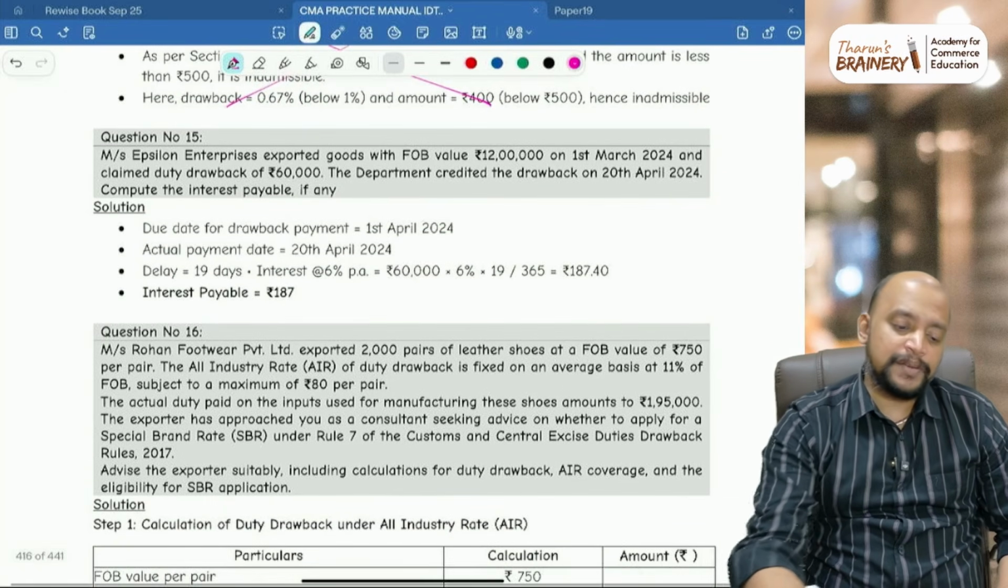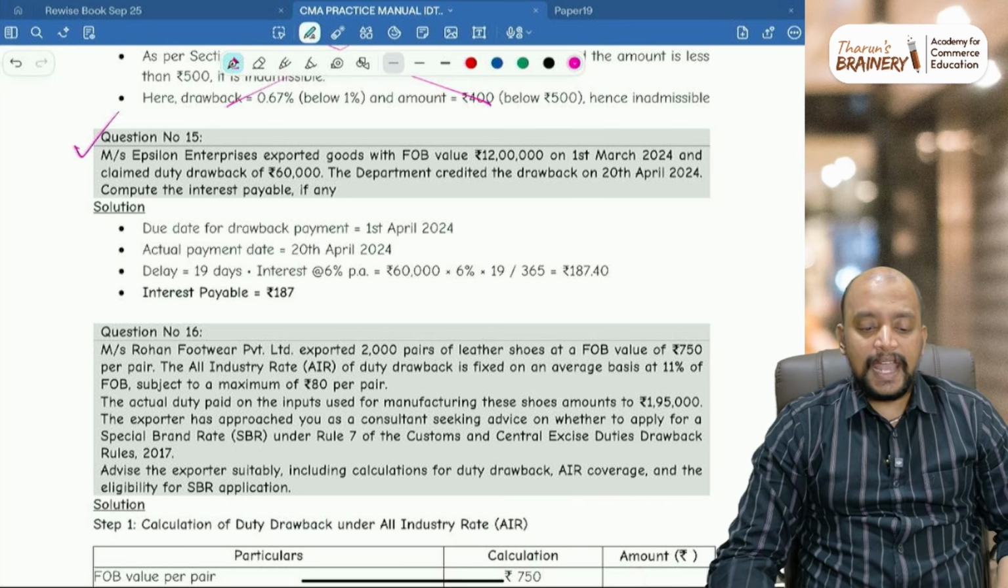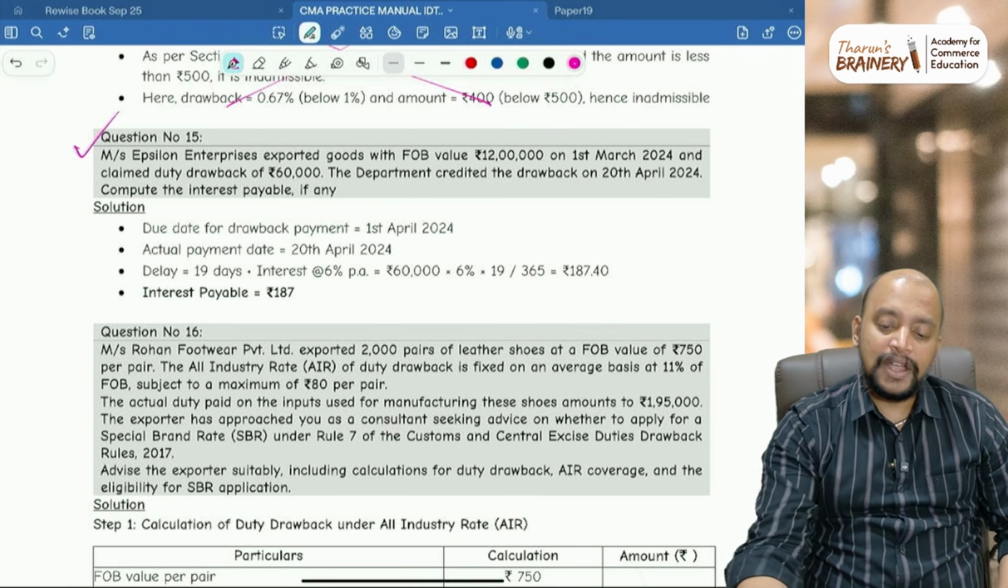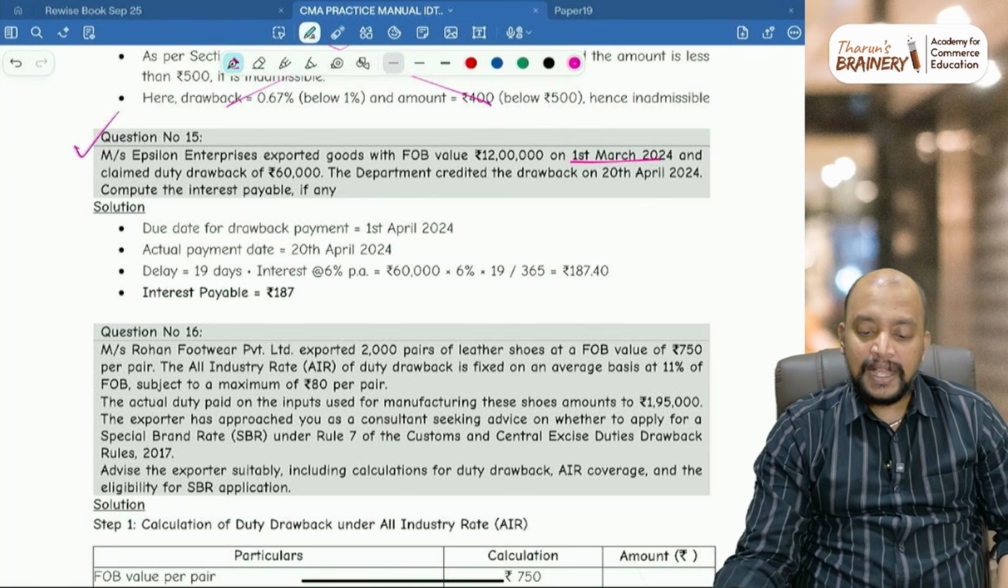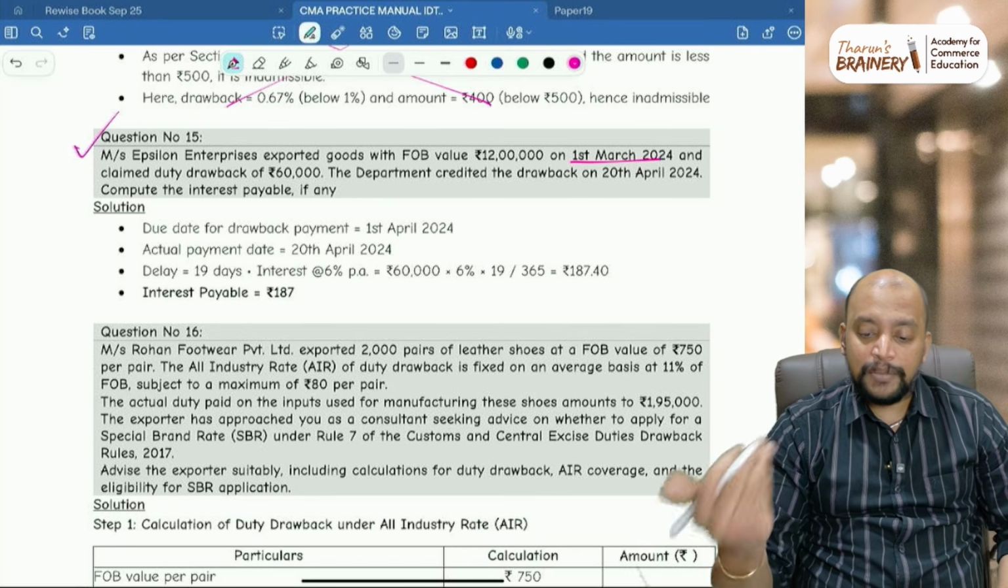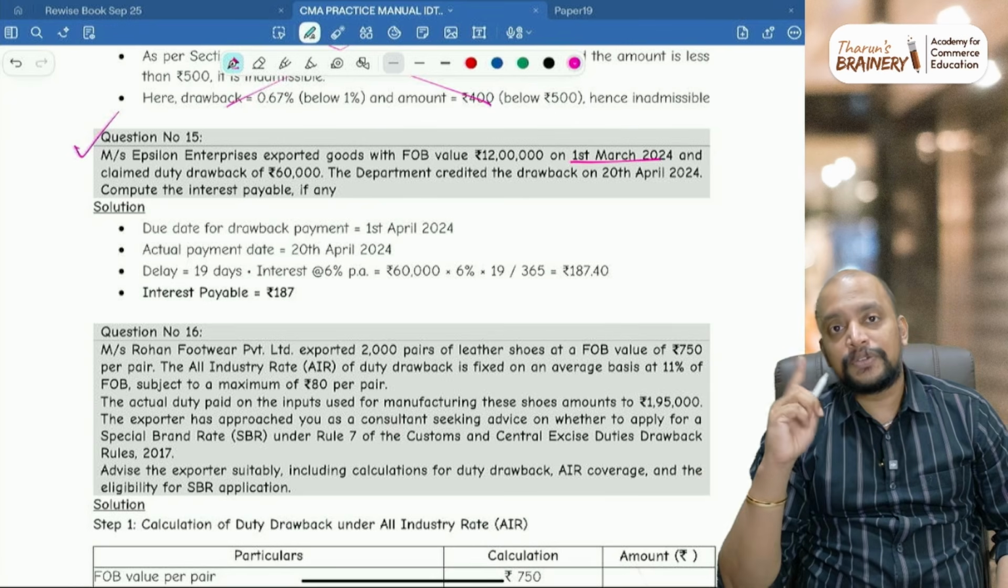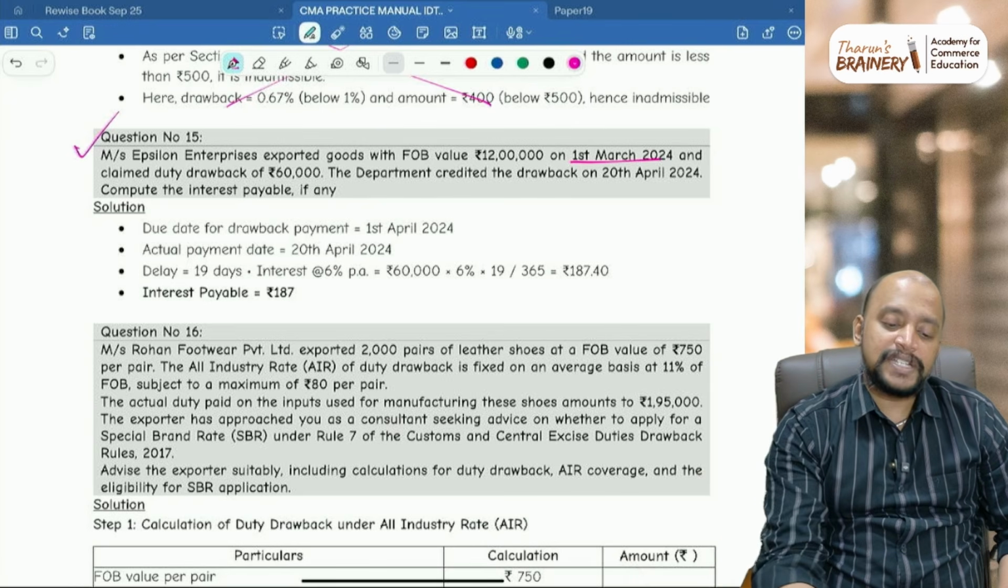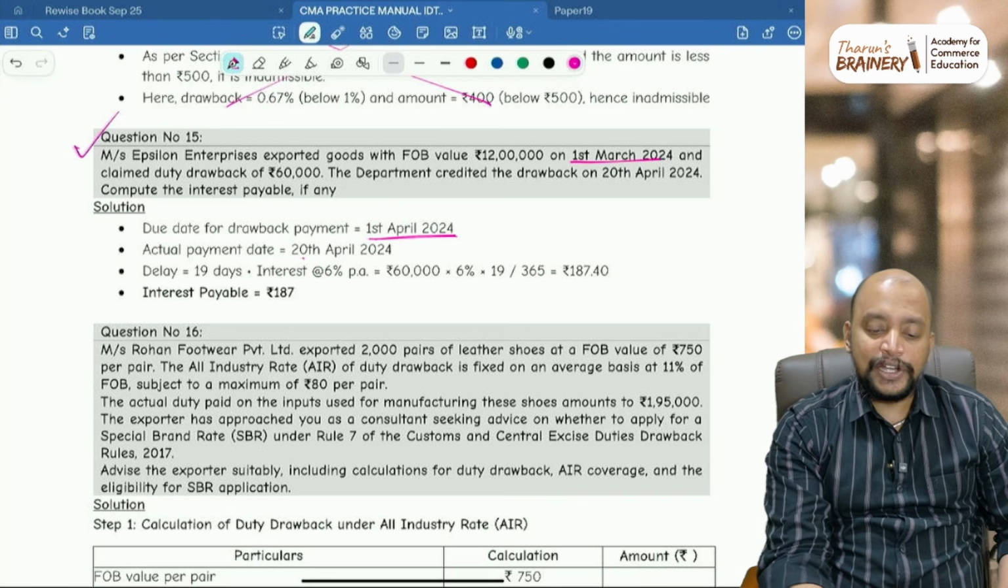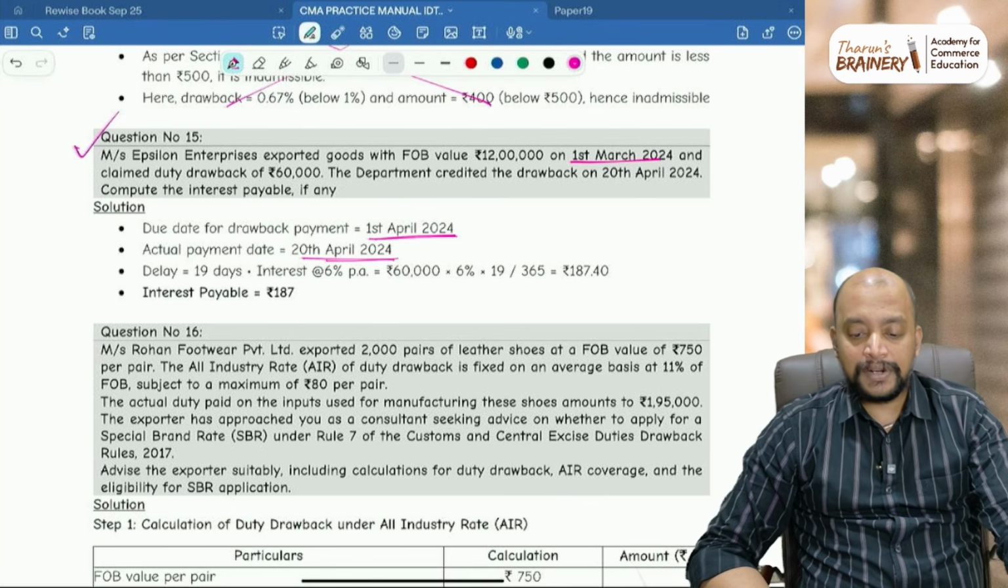Then question number 15, Messrs. Epsilon Enterprises exported goods with FOB value 12 lakhs on 1st March and claimed duty drawback of 60,000, and the department credited the duty drawback on 20th April. Compute the interest. Again same, they made a claim on 1st March, but they are getting the credit on 20th April. So 1st March plus 1 month, 1st April. So 1st April they should have got, but they are getting it on 20th April. So you count the interest.